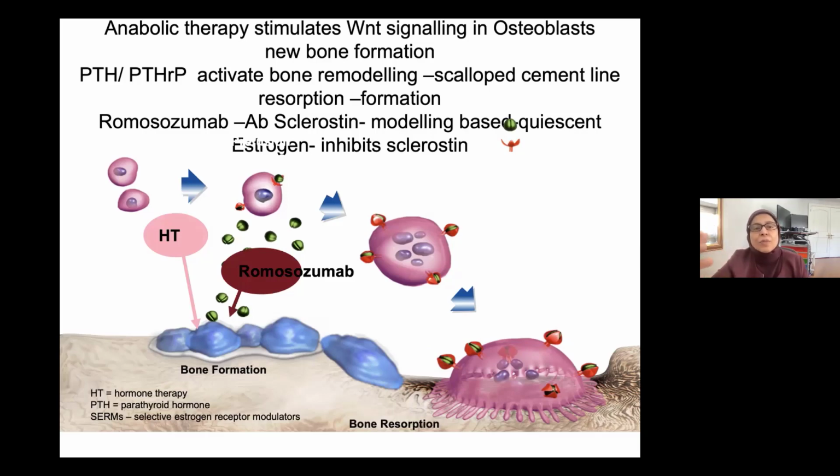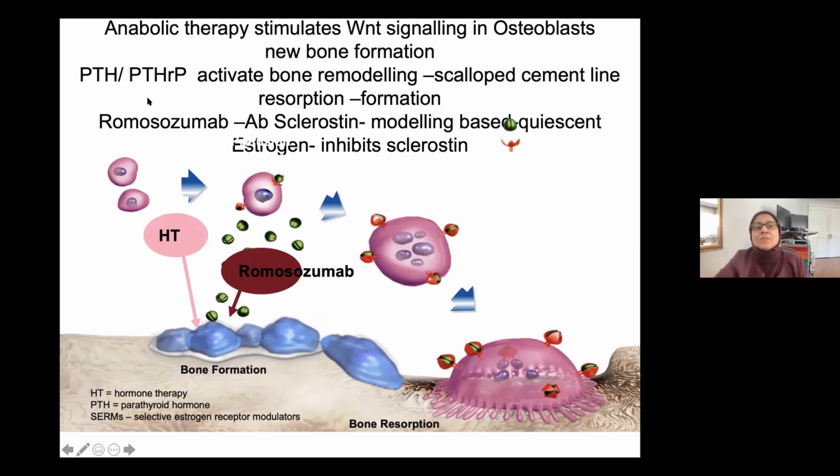We also have other molecules. We have romosozumab, which is a monoclonal antibody to sclerostin. And sclerostin, as I said, blocks bone formation. And so romosozumab will bind to the inhibitor of bone formation, and it allows this osteoblast to lay down more bone. Romosozumab will also decrease RANK ligand expression because the two pathways are connected. And so romosozumab has a dual mechanism of action. It will stimulate new bone formation, and it decreases bone resorption.